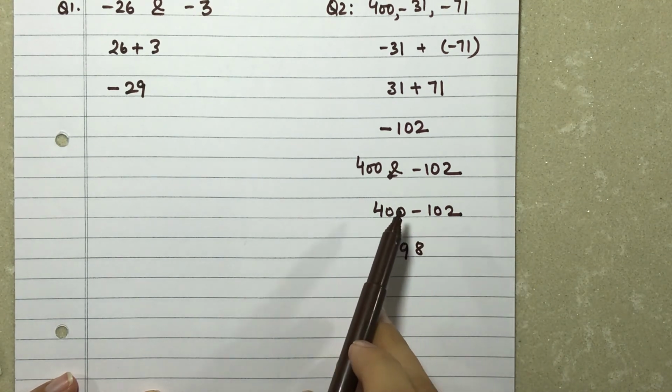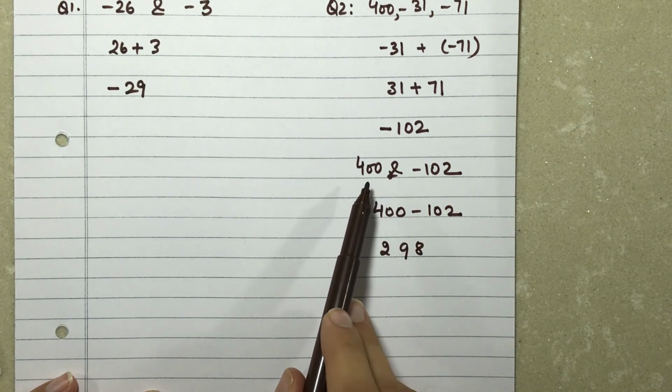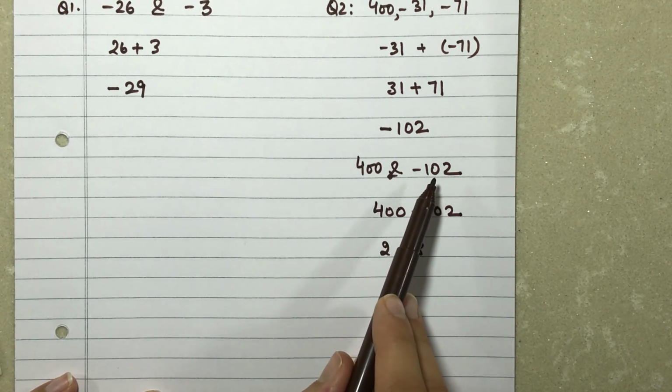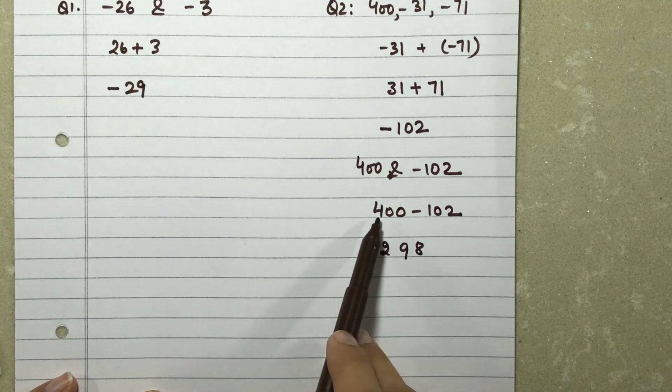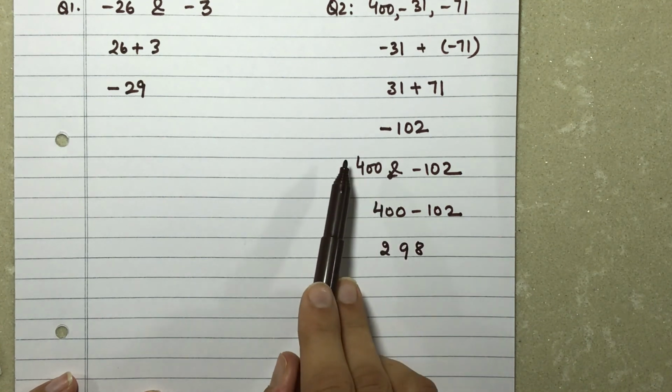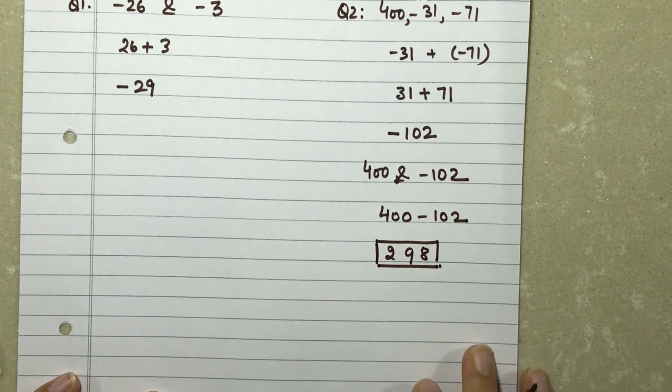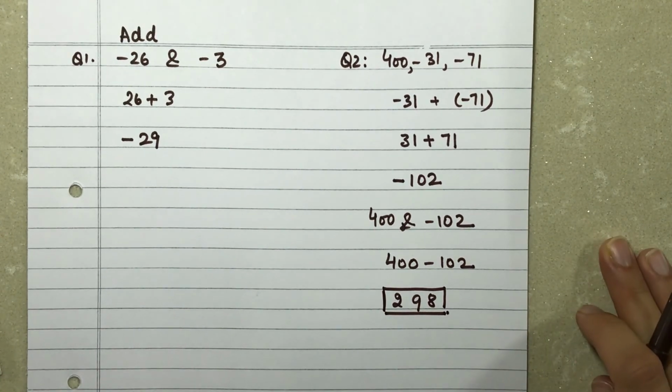But again, I have to check: the absolute value of 400 is 400, and the absolute value of 102 is 102. The bigger one is 400, and 400 has a positive sign, so my answer is going to be 298. So guys, this is it for this video.